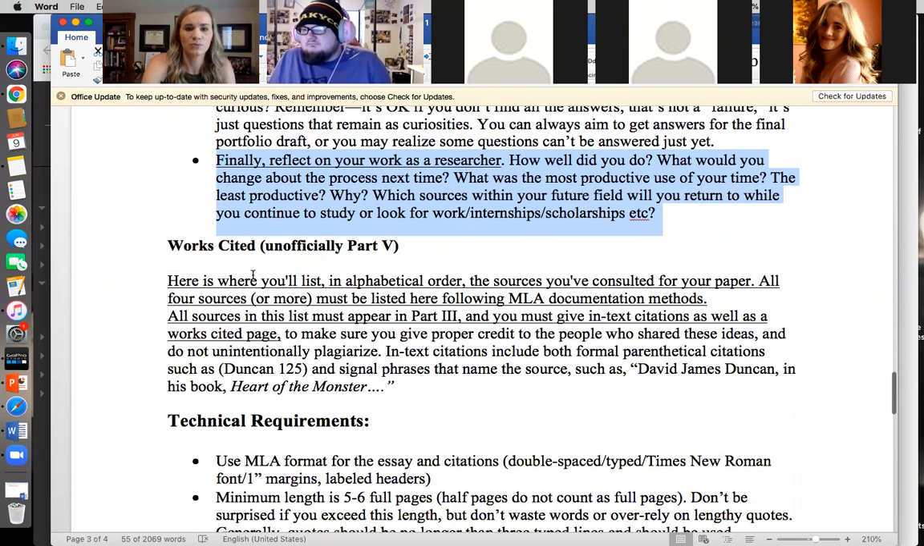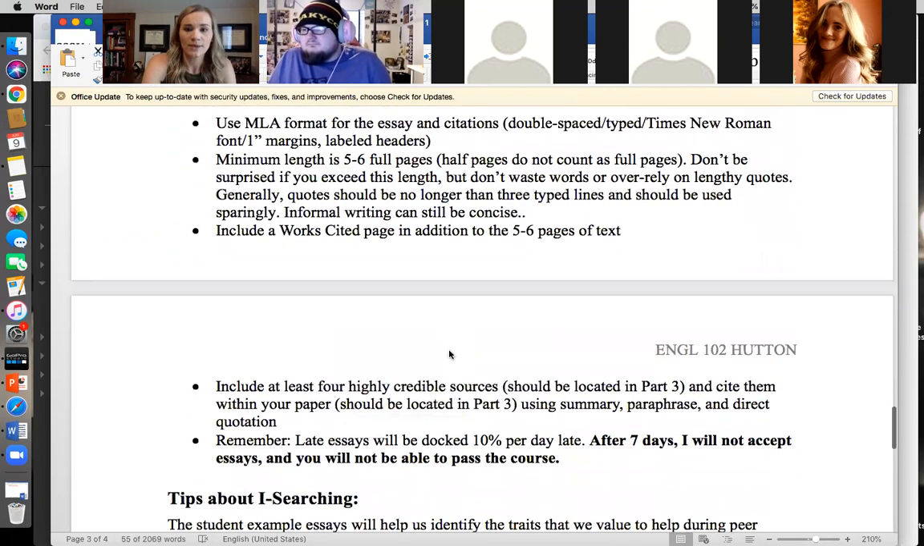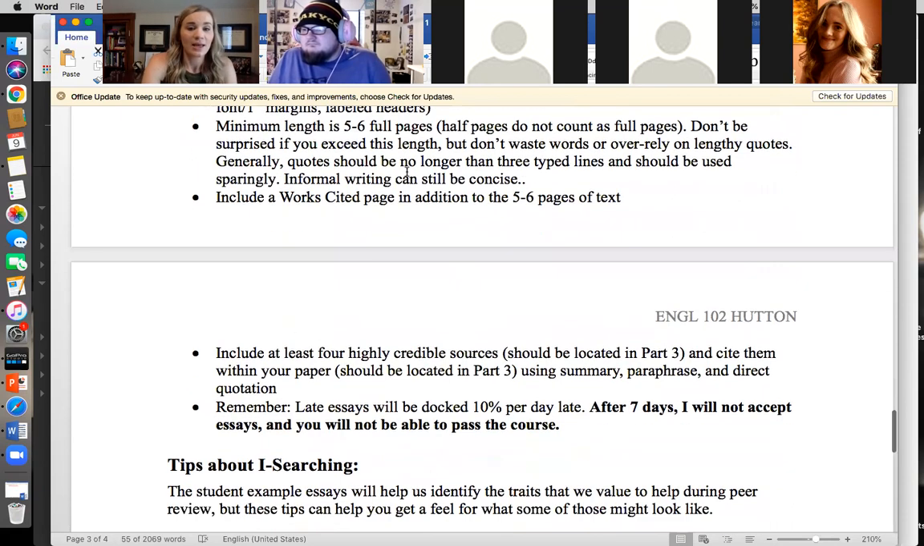Okay, and then your last section will be a works cited in MLA format, where you will list out all the sources that you worked on. Technical requirements, we'll be using MLA format. The minimum page length is 5 to 6 full pages. Guaranteed, all of you will go over that. I've never had a problem with students meeting this page length. Most of the time when you turn these in, just because of the requirements of the essay and what you need to include, most students end up with 7 or 8 pages.